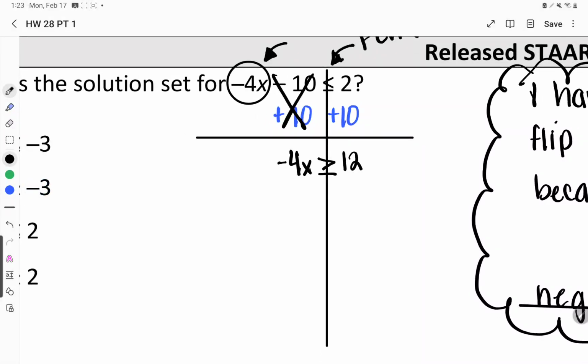12. Okay, now I'm going to ask myself, what operation is happening between negative 4 and x? Multiplication. How do I get rid of multiplication? Division. So I divide both sides by what? Negative 4. Remember, you have to take everything with you. All right, so these two negative 4s are going to cancel out and leave me with just x. And then, what is a positive 12 divided by a negative 4? Well, what's a positive divided by a negative? A negative. And then what's 12 divided by 4? 3.